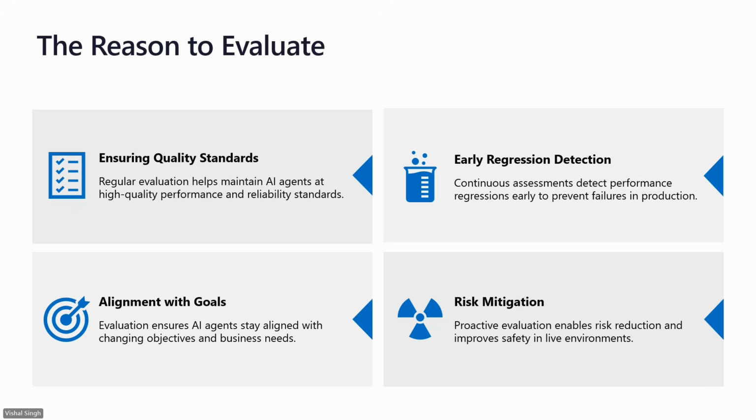Third one is risk mitigation. So Gartner predicts that by 2026, most enterprises will have adopted AI governance frameworks, and evaluation is a core pillar of that. Proactive evaluation lets you surface safety issues, edge case failures, and data handling problems in a controlled environment before they become incidents in production, and it shifts your posture from reactive to preventive.